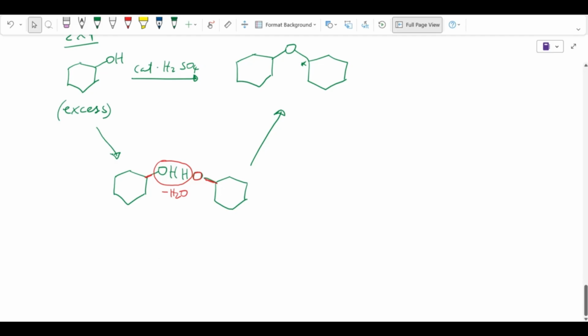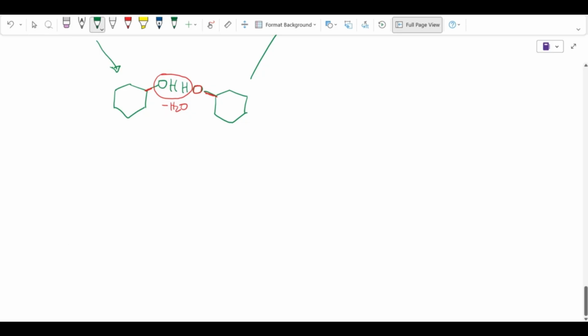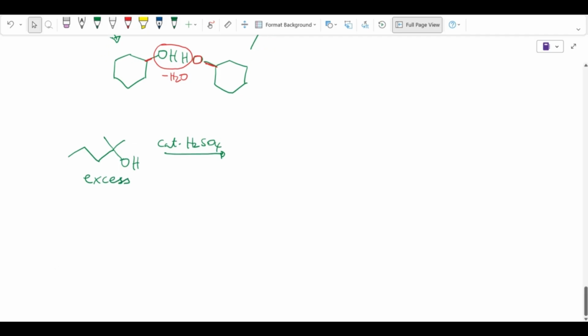So let's look at another example. So let's say we're asked to determine the product of this reaction, where we treat this alcohol under acidic conditions. So determine the product of this reaction.